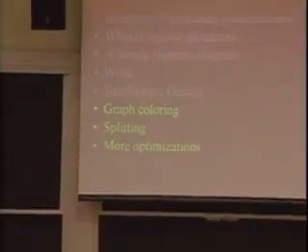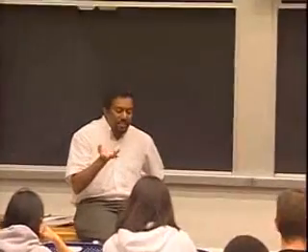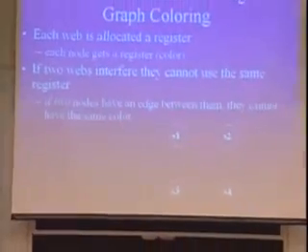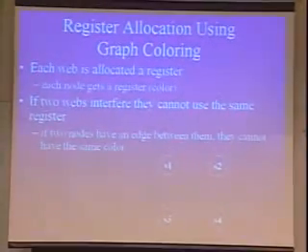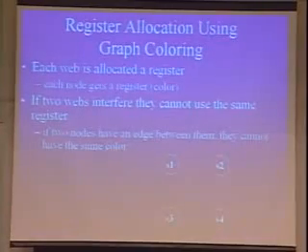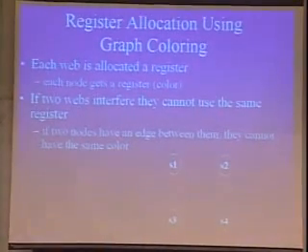So now we have an elegant representation, and the need for registers can be elegantly matched into a very nice theoretical problem, which is the graph coloring problem. Register allocation using graph coloring says each web is allocated a register, and each register is a color. So assume I have 4 registers, I have 4 colors. When each node gets a register, it gets a color. However, if 2 webs interfere, they can't have the same register. What that means is if I have an edge between 2 nodes, they can't have the same color.